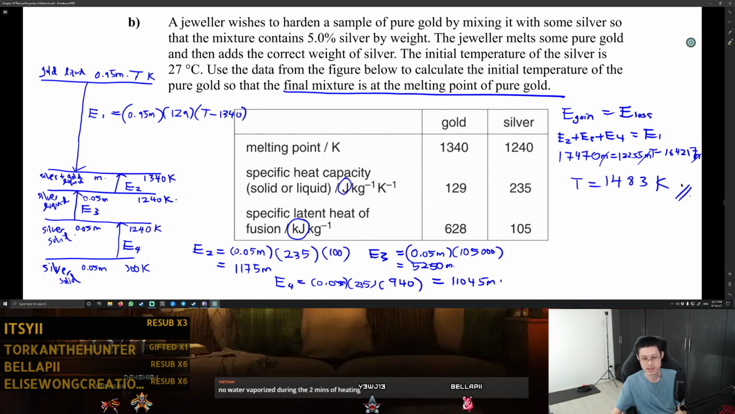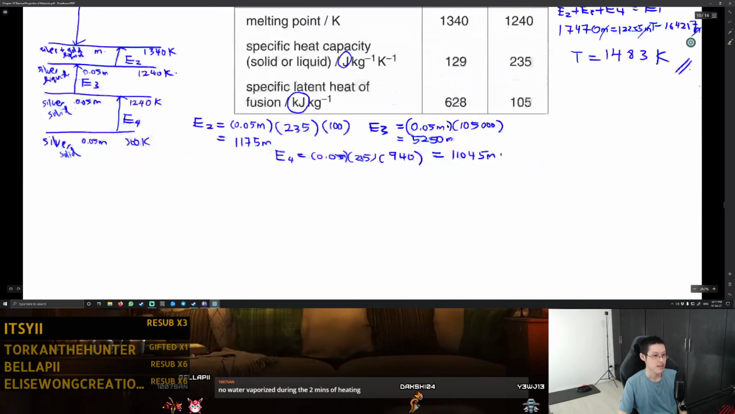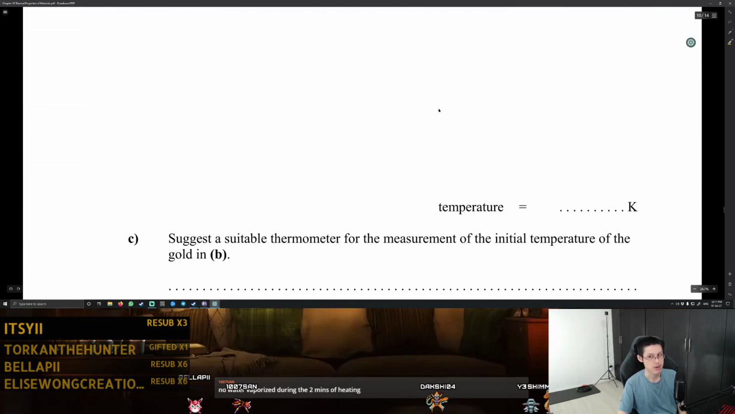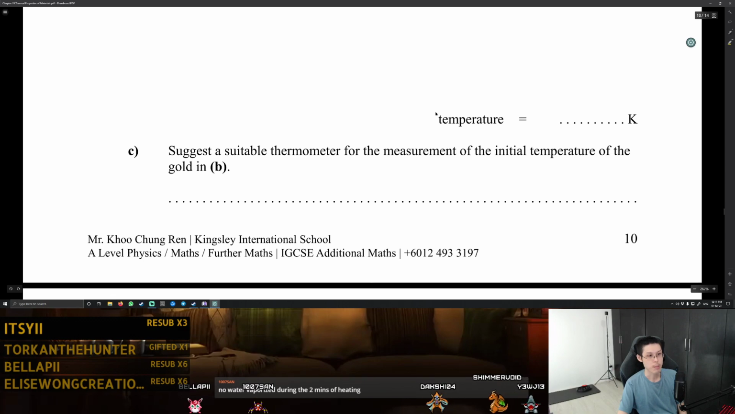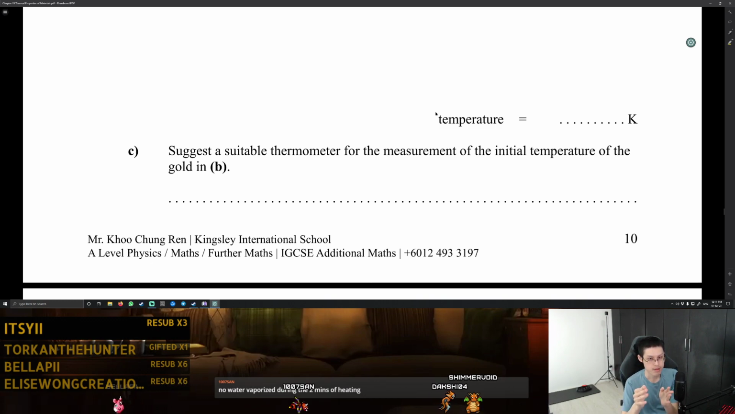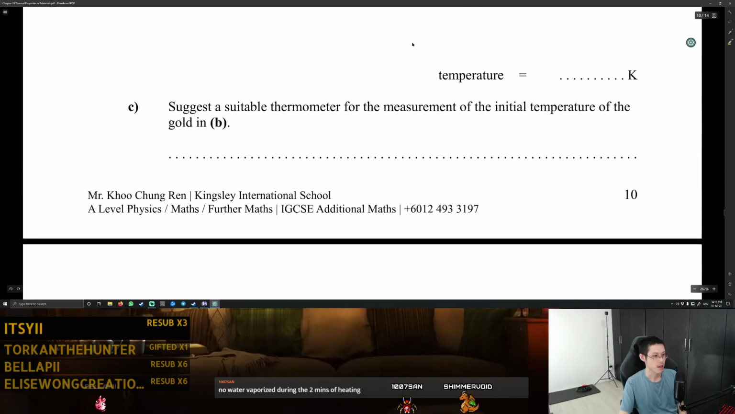The thermocouple, yes, correct. That is right. The thermocouple is the one you want to use for measuring extremely high temperatures. You can't use the mercury in glass thermometer or the thermistor because they're just gonna melt. Besides, the thermistor is only good for measuring a small range of temperatures because thermistors are extremely sensitive.